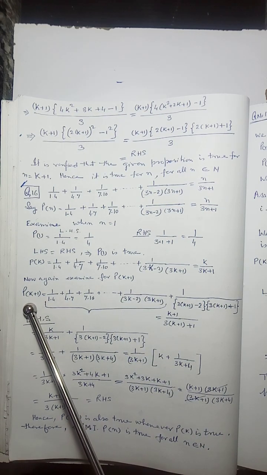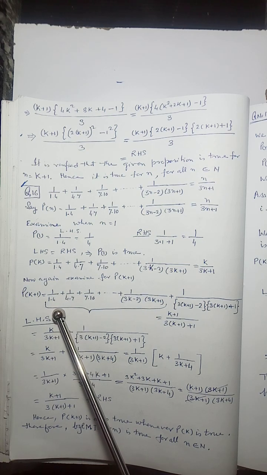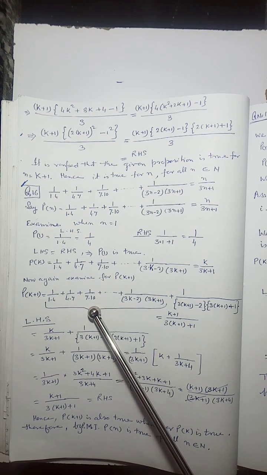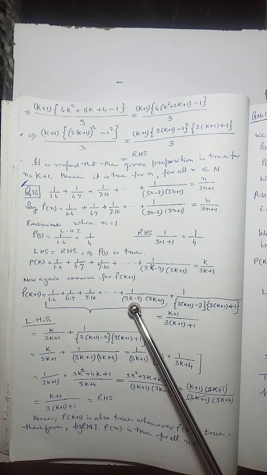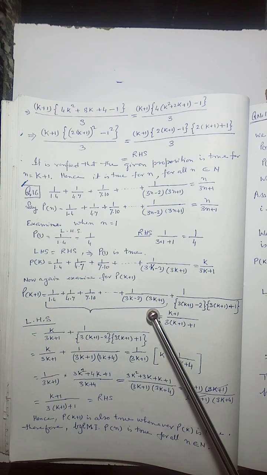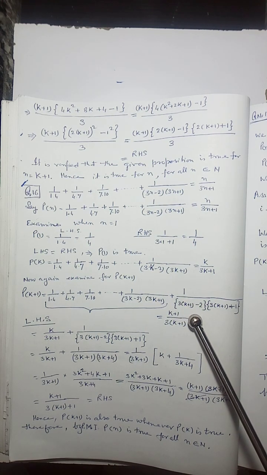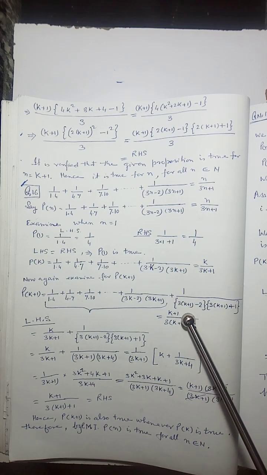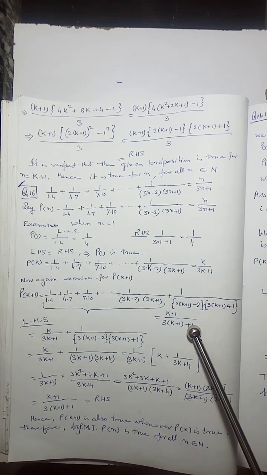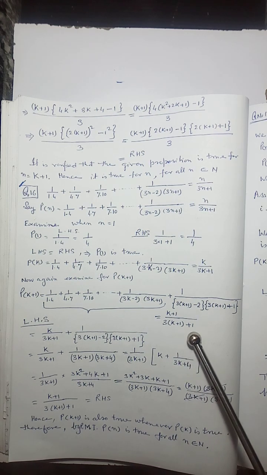We can write the same statement here now. Pk plus 1 is equal to 1 upon 1 into 4 plus 1 upon 4 into 7 plus 1 upon 7 into 10 plus ... plus 1 upon (3k minus 2)(3k plus 1) plus the new term, the (k plus 1)th term, that is 1 upon (3(k plus 1) minus 2)(3(k plus 1) plus 1), and it should be equal to k plus 1 upon 3(k plus 1) plus 1.